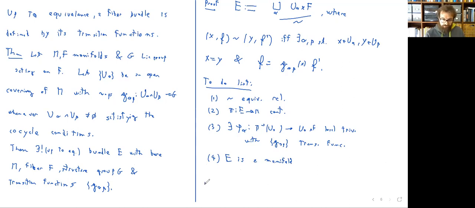Number one, we can prove it here. And this is just cocycle conditions.